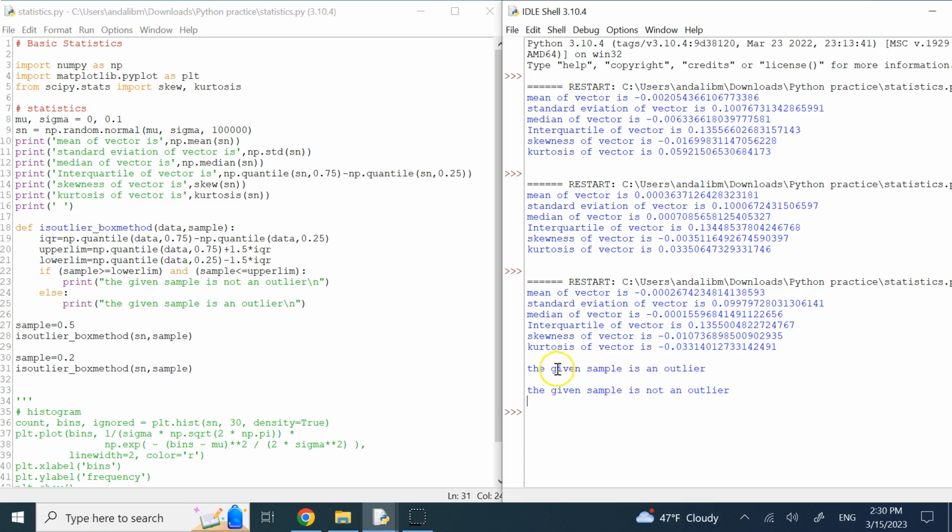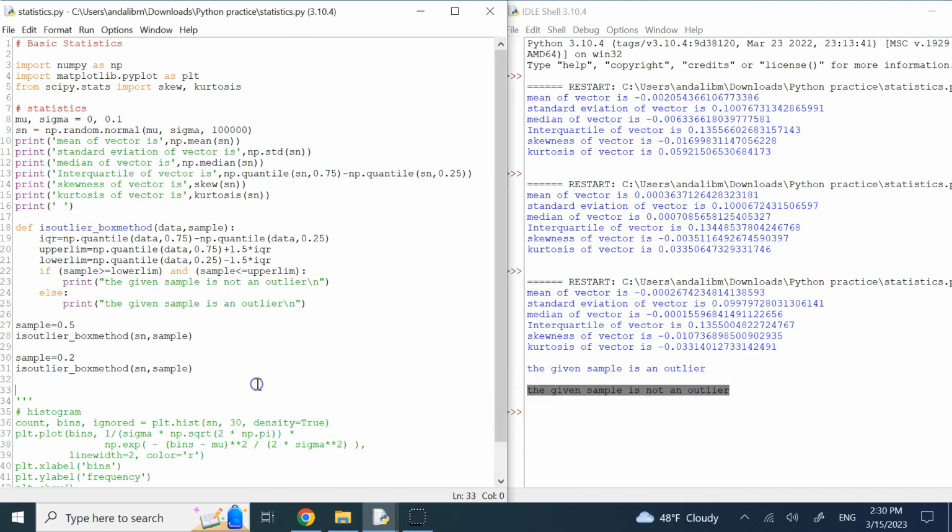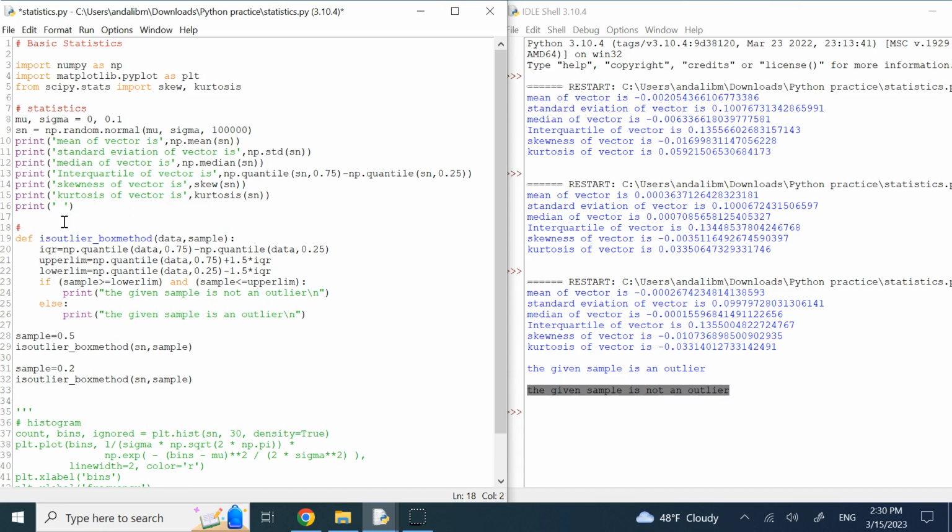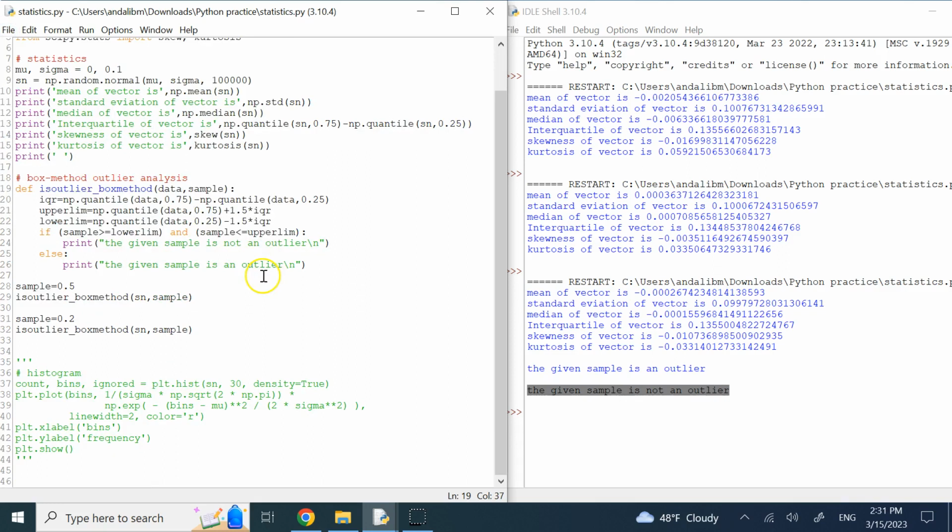You see? When we gave it 0.5, it says it is an outlier. When we gave it 0.2, it is not an outlier. And you see it is working just perfectly fine. So here, this is called what? Box method outlier analysis. So I added this for you as a bonus so you learn about the statistics.